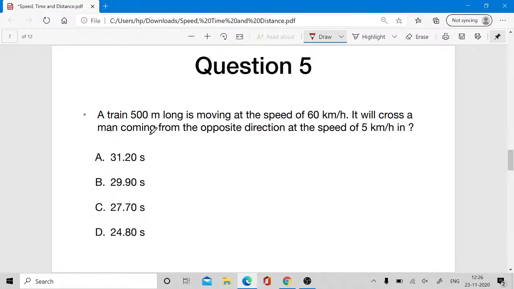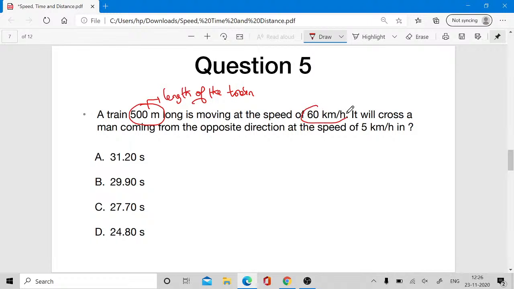A train 500 meter long is moving at the speed of 60 km per hour. It will cross a man coming from the opposite direction at the speed of 5 km per hour in dash. Right? तो इधर भी मेरे को टाइम पता करना है. So what they have given here? They have given you guys the length of the train. 500 meter long का मतलब क्या है? So this will be nothing but your length. This will be the length of the train, right?